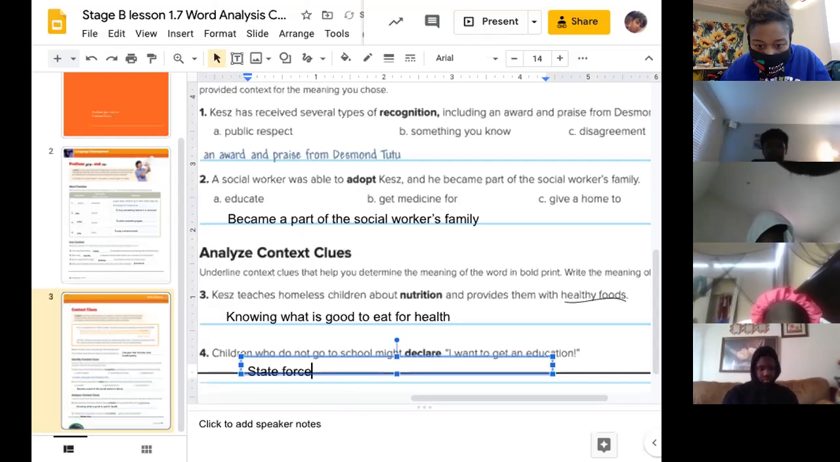My writing is too small. My text is too small. So to state forcefully or loudly, to exclaim, all of those mean declare. All right, does that make sense? Yes, no, maybe so.